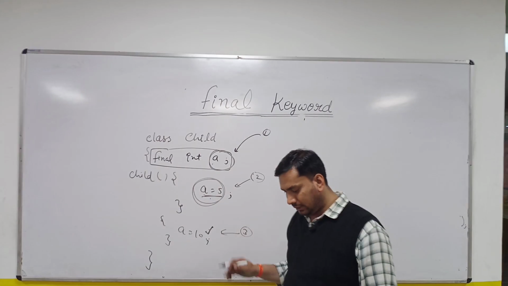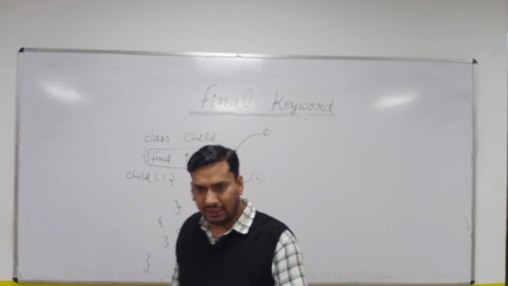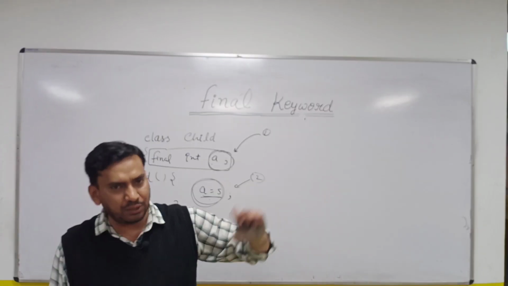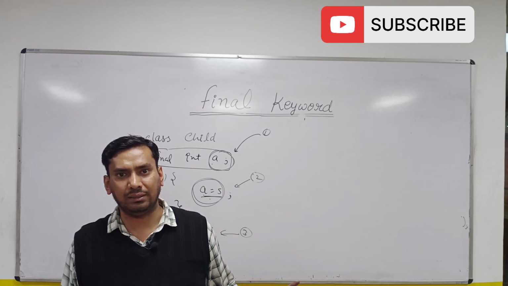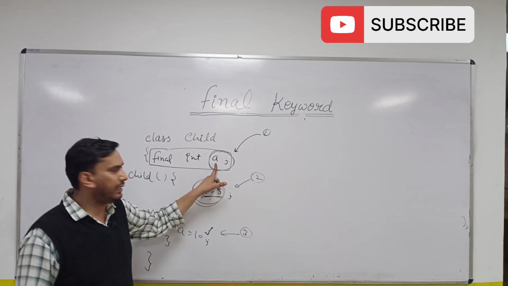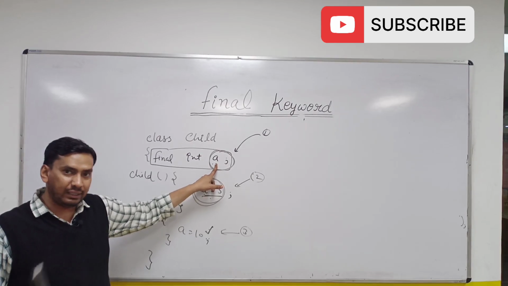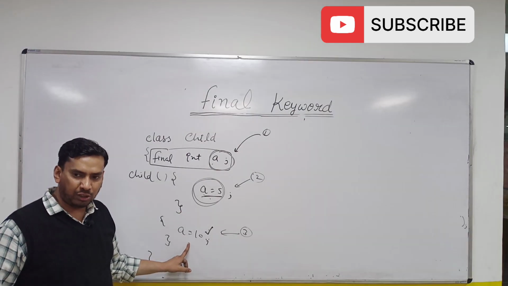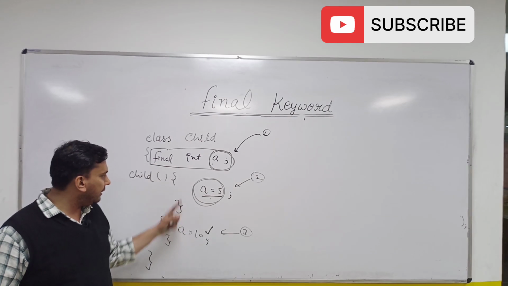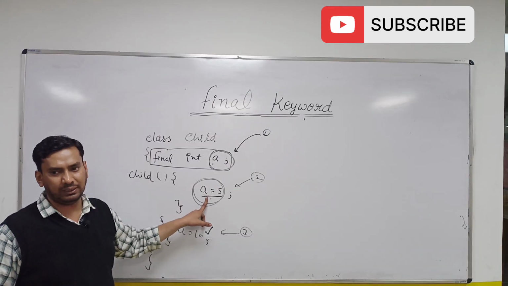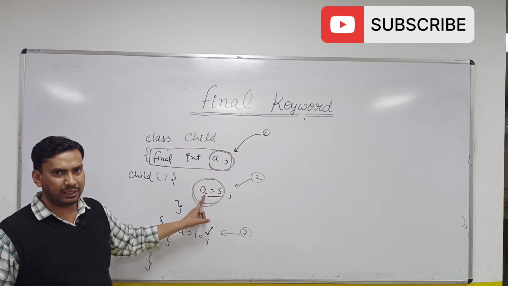Why? Because first of all it will check the declaration. If in place of declaration you have initialized, then the constructor and anonymous block are going to give you a compilation error. If you have not initialized during the declaration, then you can initialize in the anonymous block. If you have initialized in the anonymous block, then you cannot use the constructor for initialization. It will give you a compilation error.